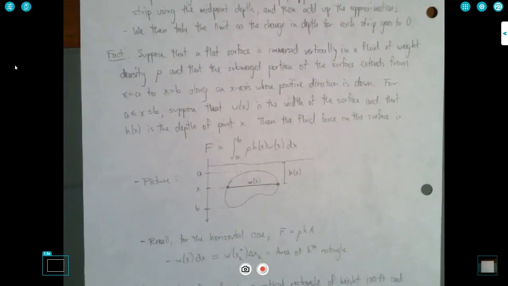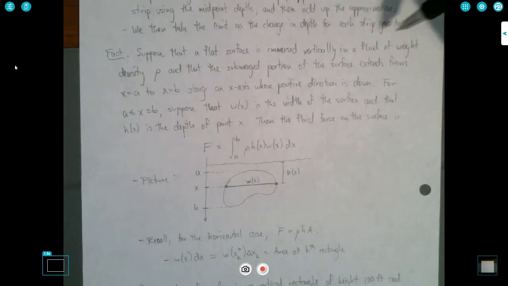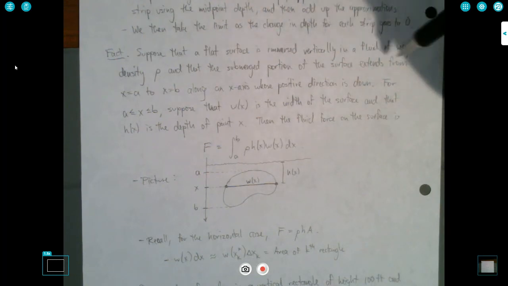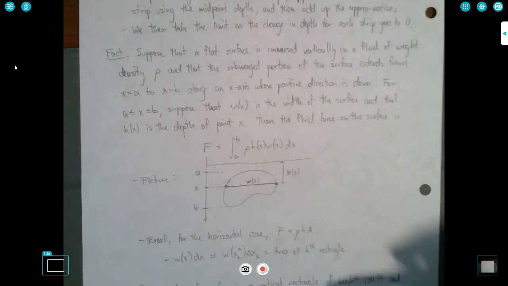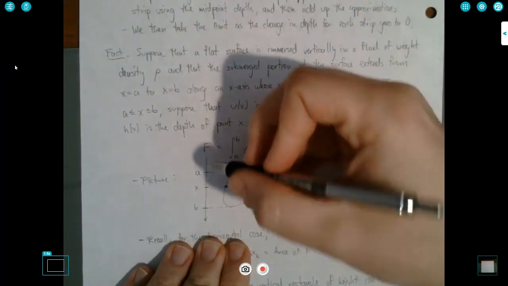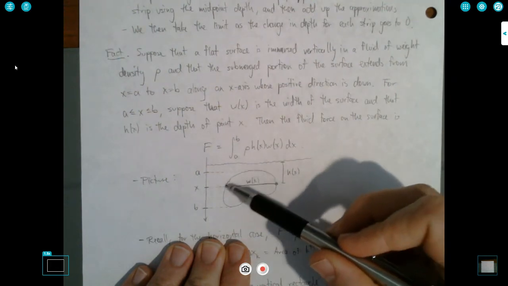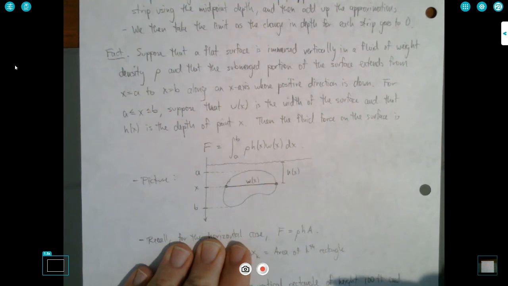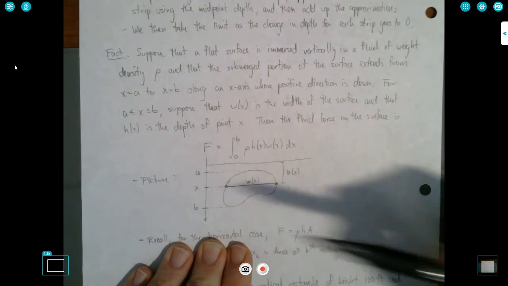And in fact, that's exactly what this fact is saying. So suppose that a flat surface is immersed vertically in a fluid of weight density rho, and that the submerged portion of the surface extends from x equals a to x equals b along an x-axis whose positive direction is down. So here's a picture that'll help you to understand. We've got this x-axis that's pointing downwards, and here's a and here's b. So if you've got this flat object that's submerged vertically, the top of it is at a and the bottom of it is at b, right?